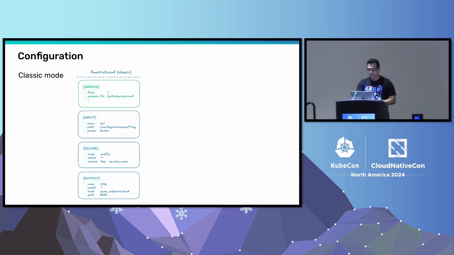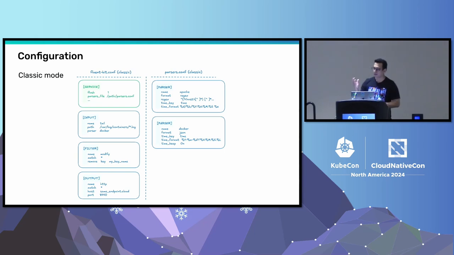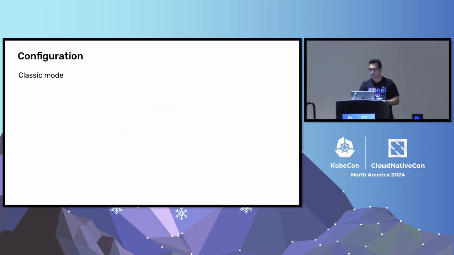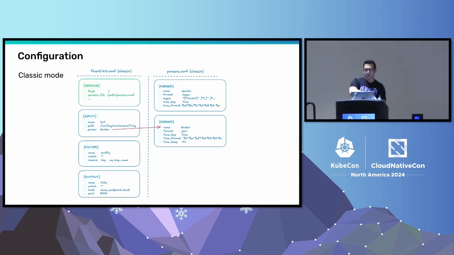So classic mode was kind of complex: different files, different data structures in files, kind of hard to follow. And if we got a parser in one file, you have to reference the name in the other file, which works for a small example, but if you have a huge configuration, it gets complex.